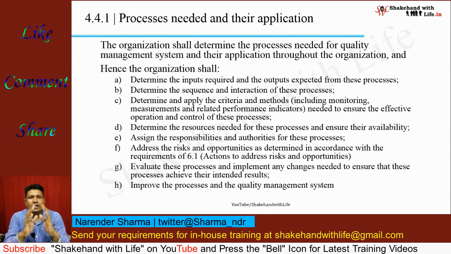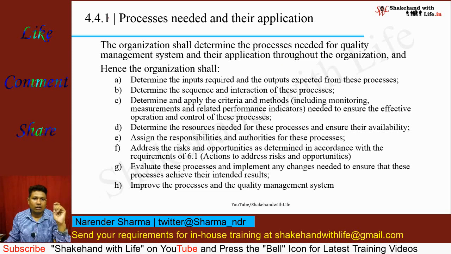First, taking the clause number 4.4.1, which is about the processes needed and their application, the organization shall determine the processes needed for the quality management system and their application throughout the organization, and hence the organization shall first determine the inputs required and the outputs expected from these processes. Determine what type of inputs are required for the processes, and what type of output is expected by the organization from these inputs, and these inputs are converted through these processes.